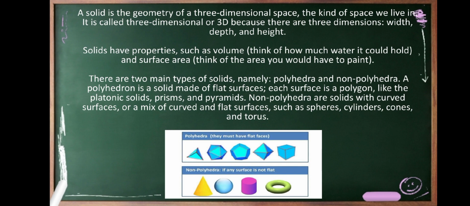There are two main types of solids, namely polyhedra and non-polyhedra. A polyhedron is a solid made of flat surfaces. Each surface is a polygon, like the Platonic solids, prisms, and pyramids. Non-polyhedra are solids with curved surfaces, or a mix of curved and flat surfaces, such as spheres, cylinders, cones, and torus.